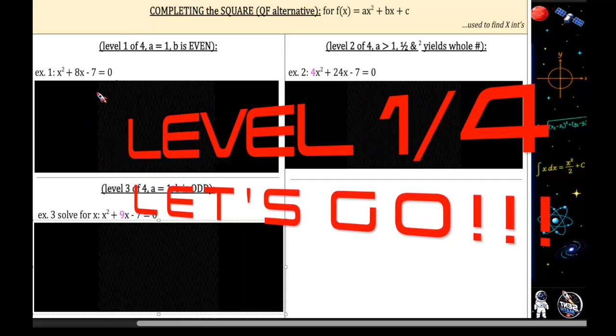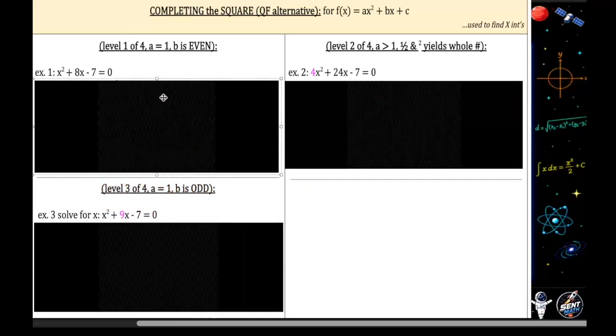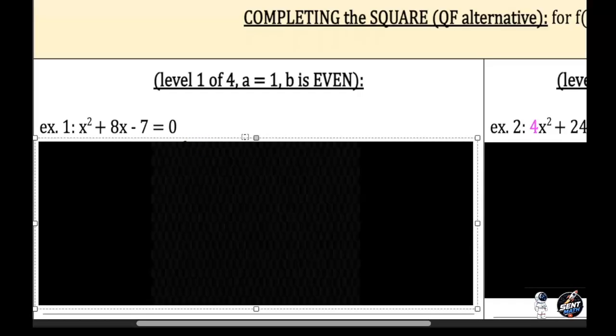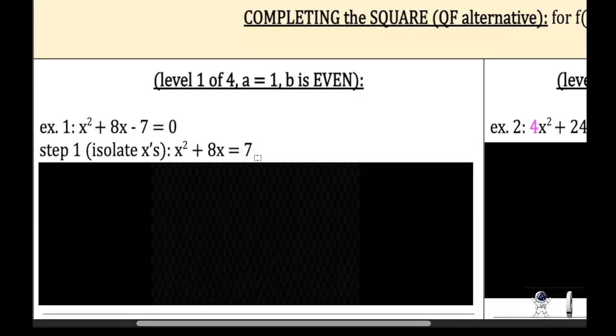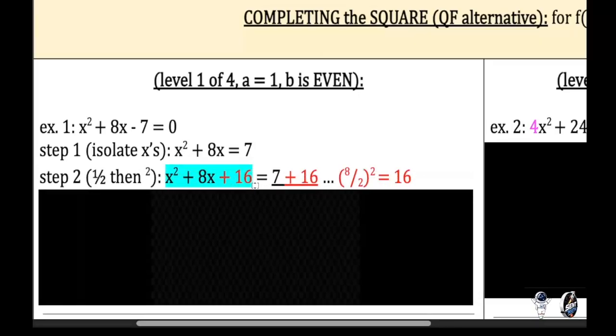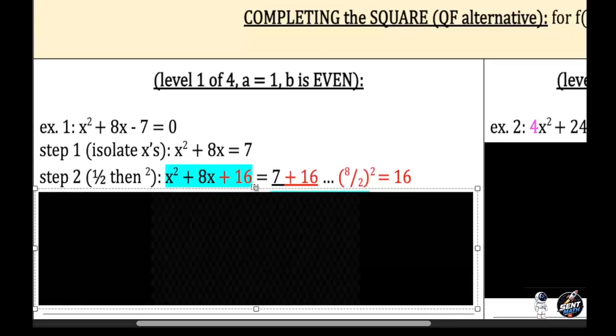Let's start with the top left over here. Okay, let's zoom in a bit. First step is we're going to isolate the x's by adding 7 to both sides, and this is what we get over here, okay? The second and most important step, which is the key to completing the square, is we take the term that has just the x to the power of invisible 1, okay, which is this term right here.